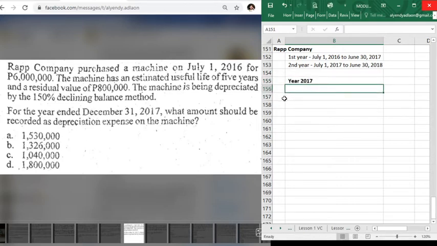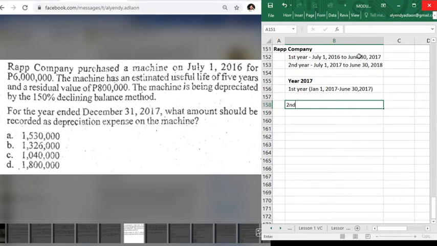Now, for the year 2017, naa ay part nga first year pa sa machine, and that is starting from January 1, 2017 to June 30, 2017, diba? Naa ni ang within 2017. While para sa second year sa machine, nagsugod na siya taod July 1, 2017 and then taman na siya December 31, 2017. Now, how do we compute?